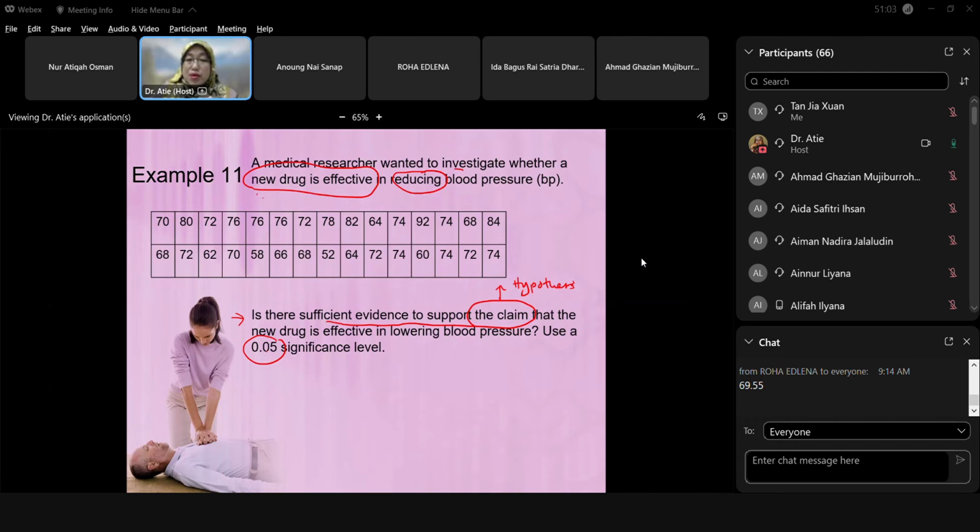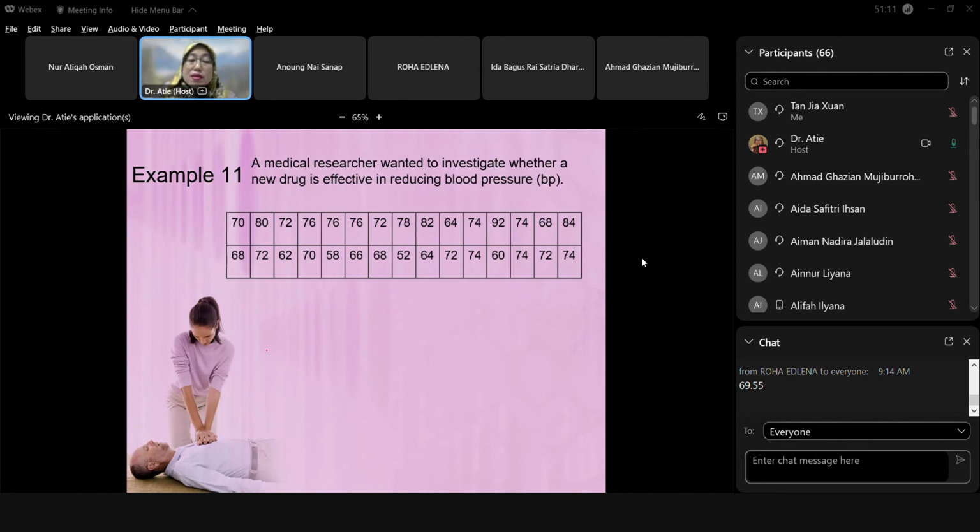So you know that for this question, you need to perform the 4 steps of hypothesis testing. Let's do them one by one. In order to answer this question, as I said, we need to do it manually first. So let's say this column is before, and this one is after they take the drugs or the medication, the ubat, all right?